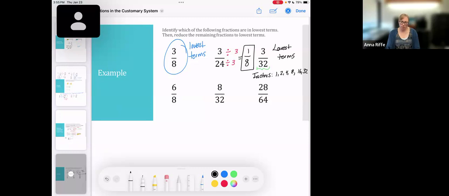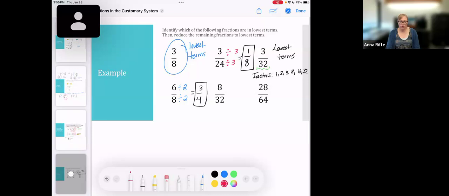Okay. And now we can look at 6/8, and we can divide the numerator and the denominator by 2 because both of those are even. 6 divided by 2 is 3. 8 divided by 2 is 4. There are no other common factors. Therefore, 3/4 is our reduced fraction.